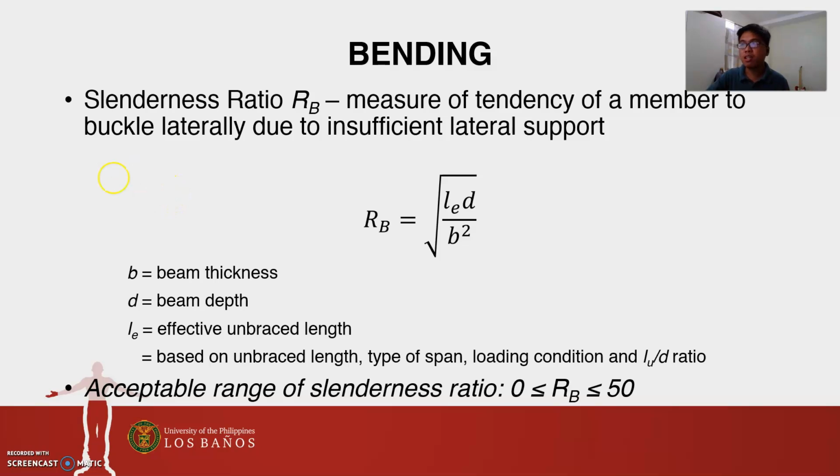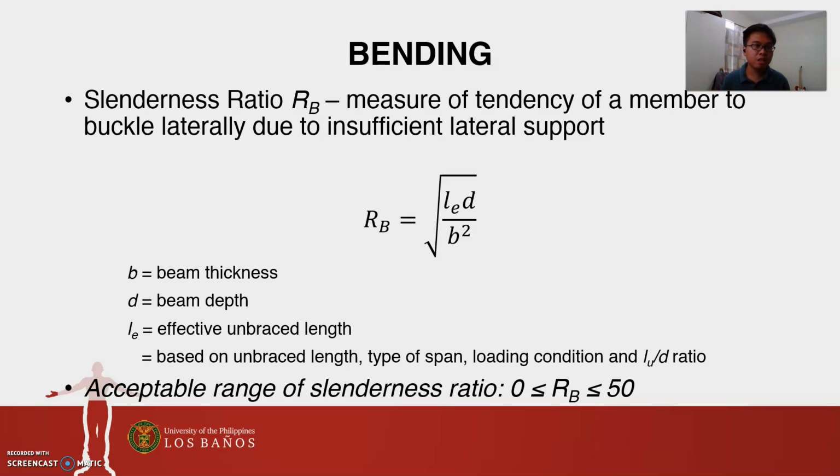The first quantity that we need to define is our slenderness ratio, RB, which is the measure of the tendency of a member to buckle laterally due to insufficient lateral support. What that means is that if our member is slender or has a high slenderness ratio, the beam has a large susceptibility to buckling. Like a ruler, it's a very slender element, right? And if it is slender, it is more susceptible to buckling.